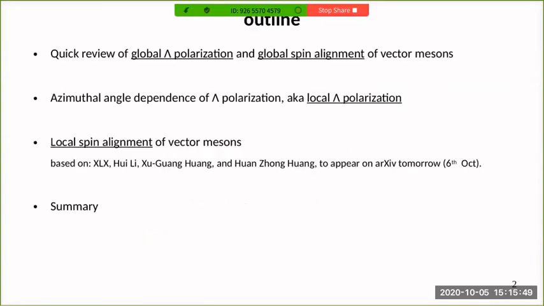So this is the outline. I will first quickly review the global polarization and the global spin alignment of vector mesons. And then I will turn to the azimuthal angle dependence of the lambda polarization, which is also known as the local lambda polarization. Then I will talk about the local spin alignment of vector mesons, and that part is based on my recent work, in collaboration with Hui Li, Xu Guanghuang, and Huan Zhonghuang. Our paper is going to appear on arXiv tomorrow. And then I will give a summary.